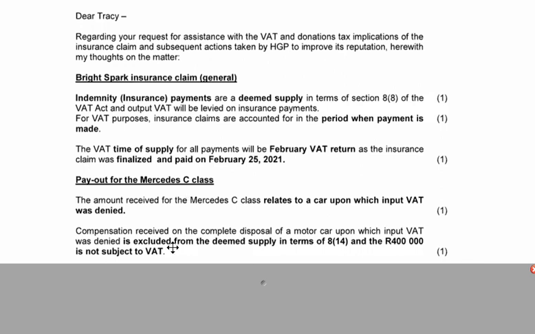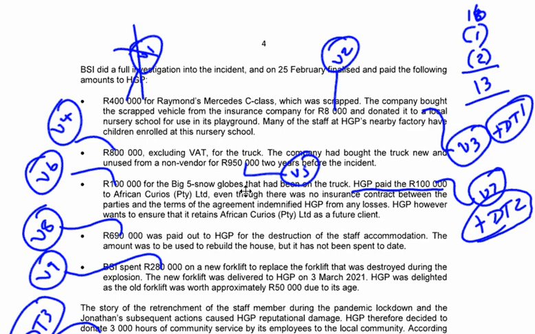Okay, and there it is. Guys, input VAT denied when we bought it, no output VAT charged when we sell it as a payout for the Mercedes itself. Number 2, company bought the scrap vehicle from the insurance company for 8,000 and donated it to a local nursery school for use in the playground. Guys, it's not been bought for business purposes. If we're not buying it for business purposes, we can't claim VAT when we buy it.